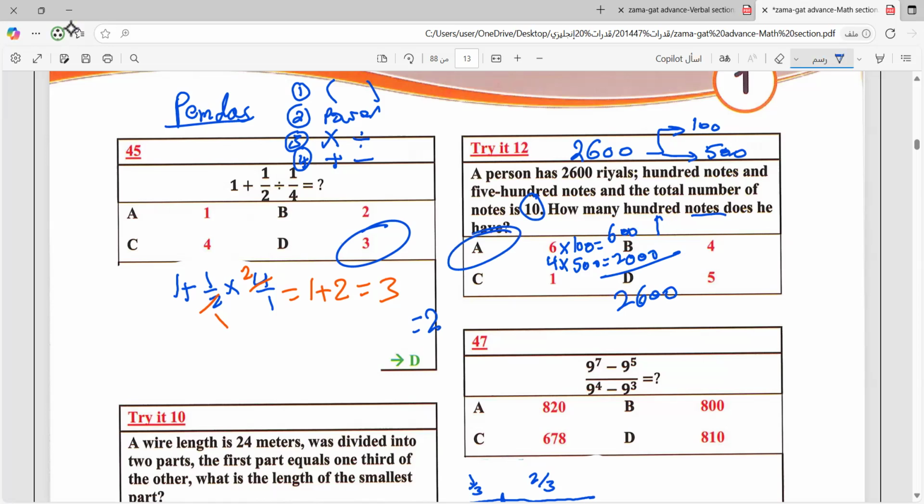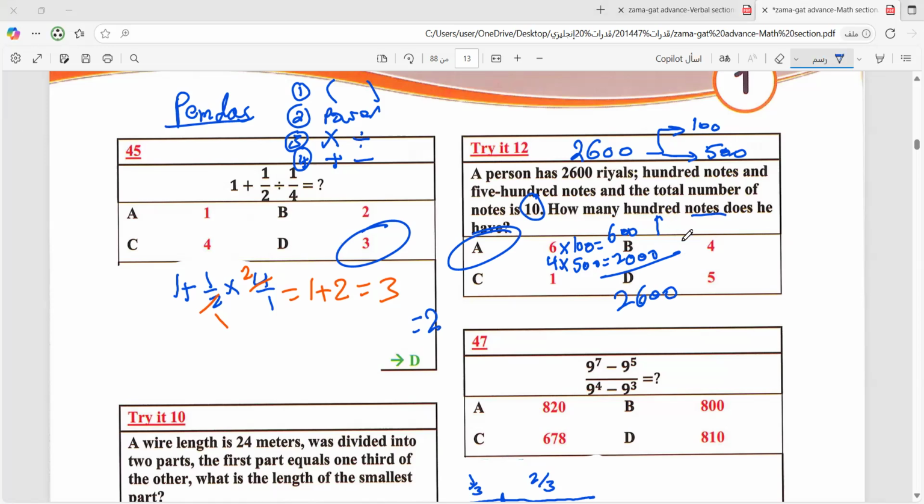Online student, is it clear? Or do you want to repeat? You can use math also if you want, but I think this is easier. Do you want to solve by math? Or is it clear this way? No, it's clear. Right, good.